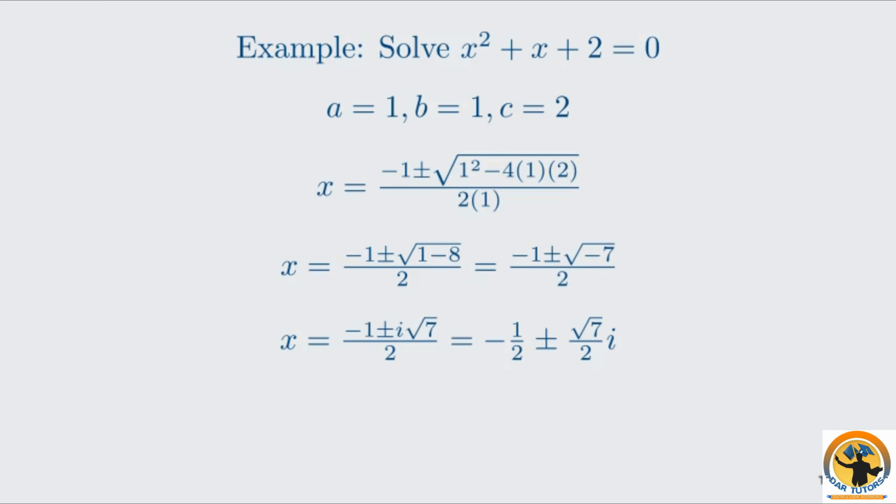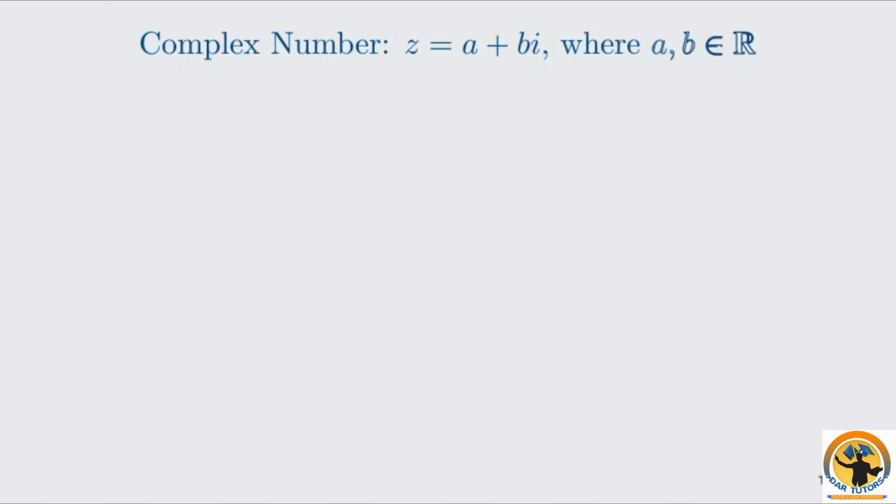These numbers, of the form a + bi, are called complex numbers. They are the solutions to all quadratic equations, regardless of the discriminant. So let's formalize what a complex number is. A complex number is any number that can be written in the form a + bi, where a and b are real numbers. We call a the real part of the number and b the imaginary part.